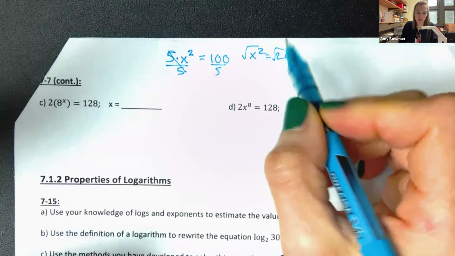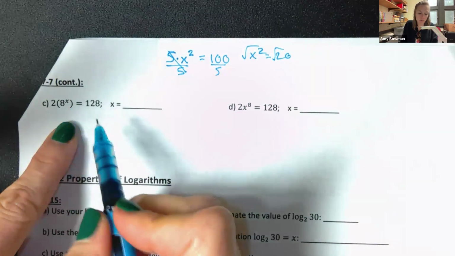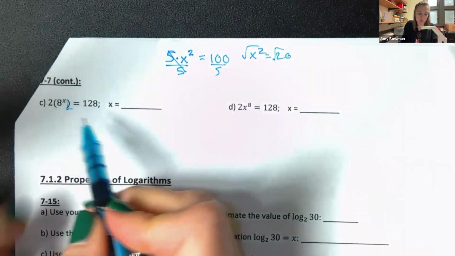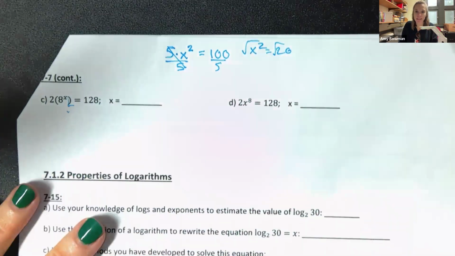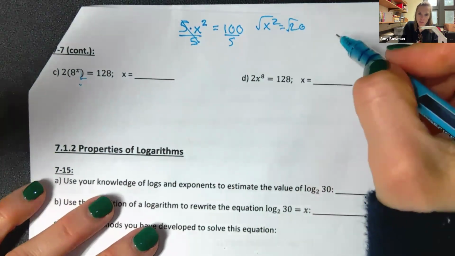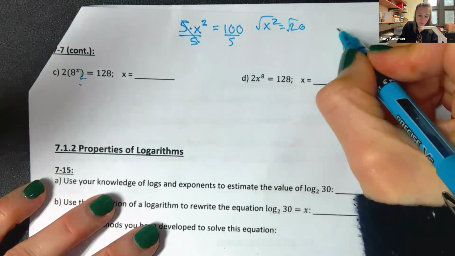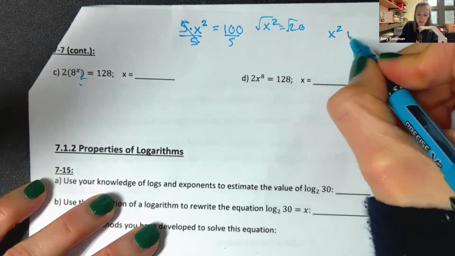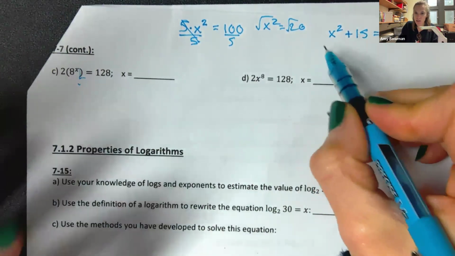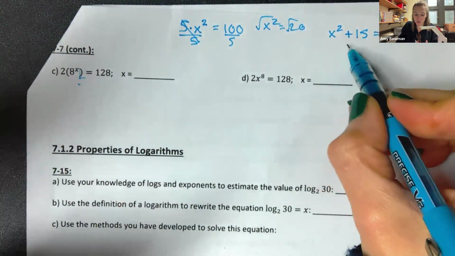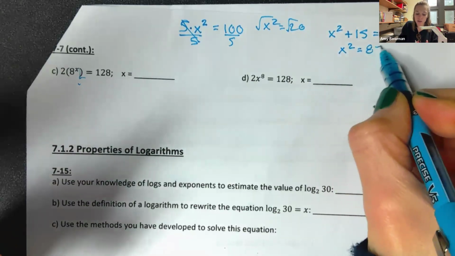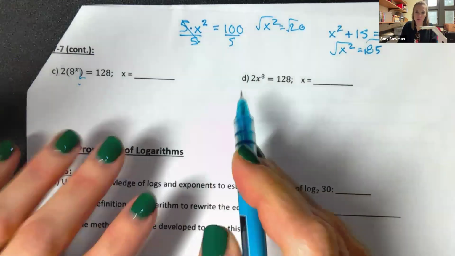So just like that, when you're solving exponential equations, before you take the log of both sides, you need to isolate the exponential piece. So we want 8 raised to the x by itself before we apply log to both sides. I'm going to show you one other example. It might not be multiplication, but if we had x squared plus 15 equals 100, and I said solve for x, you would not take the square root of both sides right away. The first thing you would do is subtract 15, get x squared by itself, then you can take the square root of both sides. Same thing with logarithms.